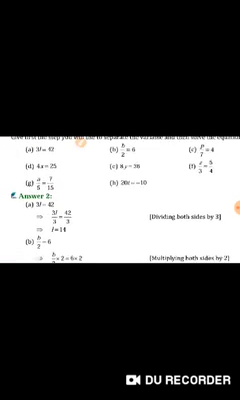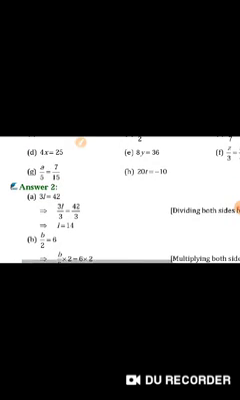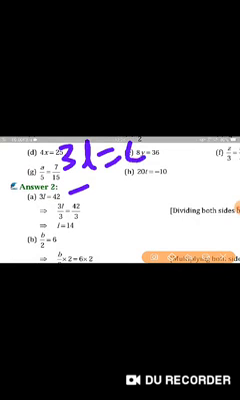Here, the first one I'll choose. 3L is equal to 42 is the question. There is a multiplication, so I don't want this 3 with the L. Why? Because we have to find only L alone, not the 3L value. Only the L value we have to find here.